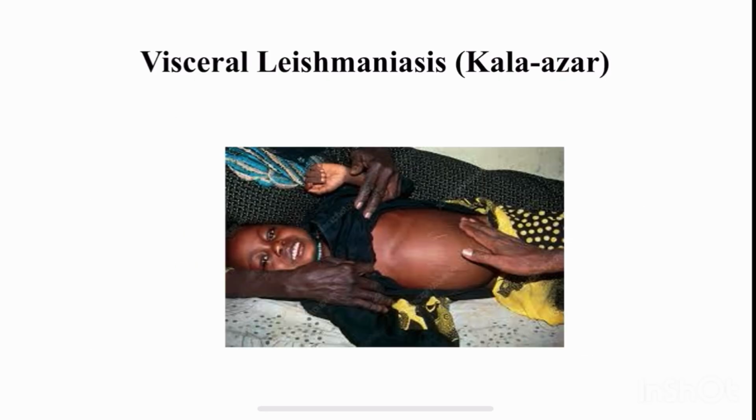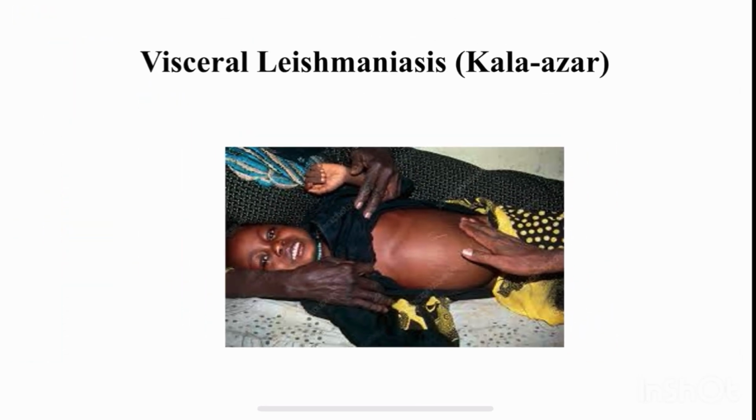Okay, so here we can see the image where the child has a non-tender abdomen mainly because of the spleen enlargement, which is followed by liver enlargement. So this will cause hepatosplenomegaly. This is mainly seen in the visceral form of leishmaniasis.